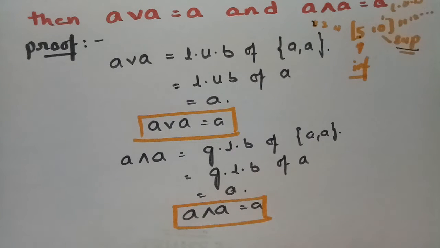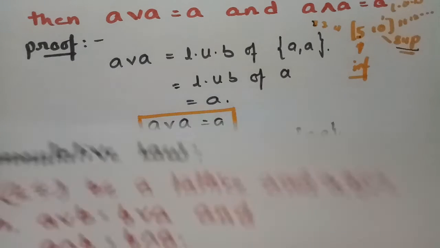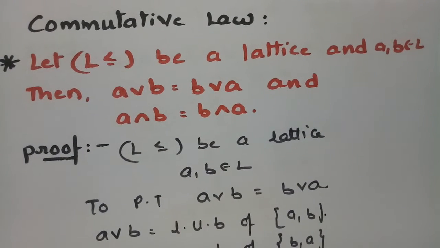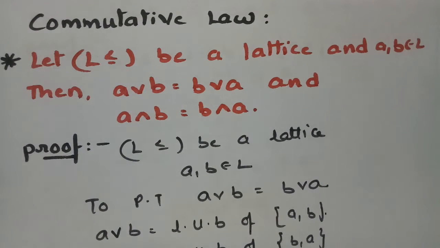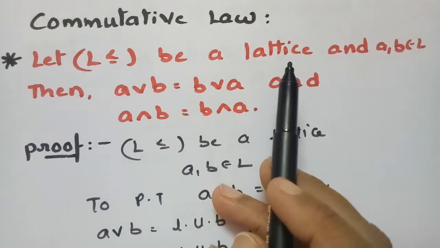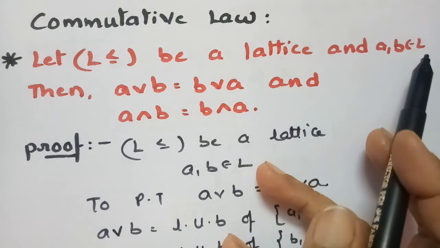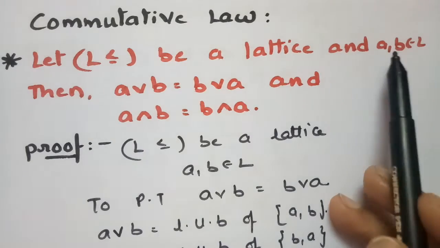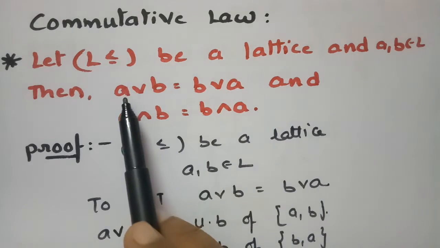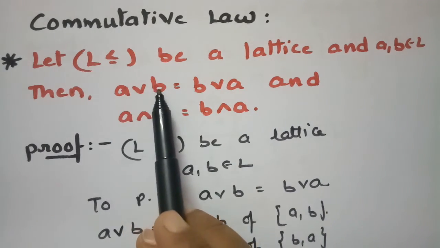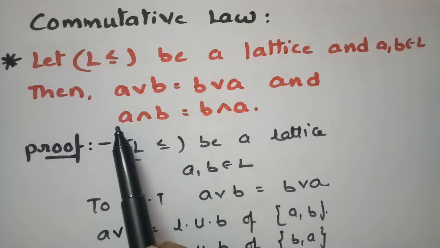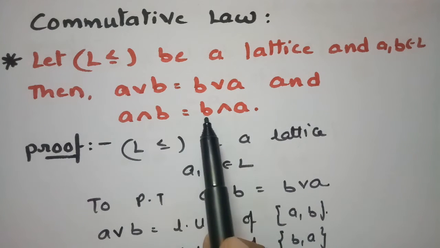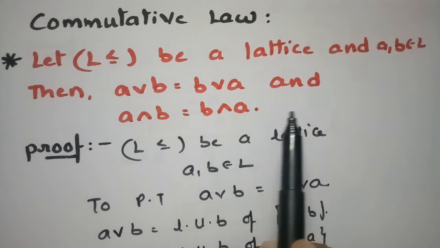So got it? The next one is the commutative property. According to the commutative property, the statement states that let L less than or equal to be a lattice and A comma B belongs to the set L. So I have taken two elements in this set. Now I have to show that A join B is equal to B join A, and A meet B is equal to B meet A here.